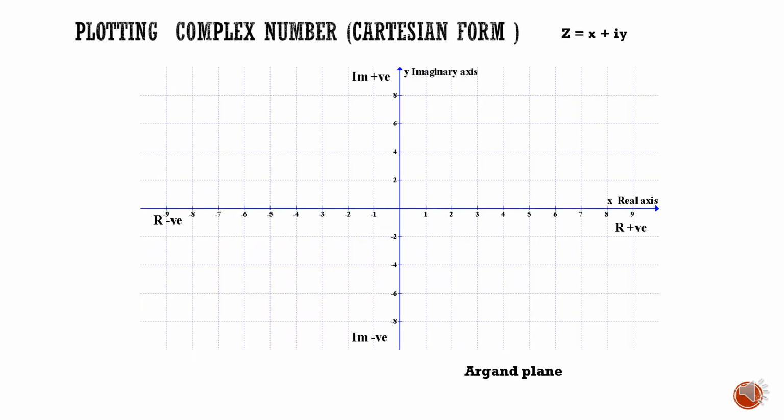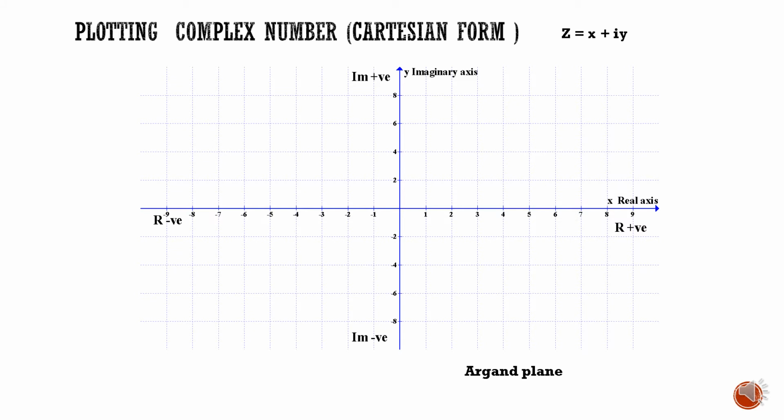Let us see the first point, how to plot complex numbers. You know very well, a complex number's general form is z is equal to x plus iy, where x is your real part and y is your imaginary part. So to represent a complex number, we need a plane. That plane is called by the name Argand plane.